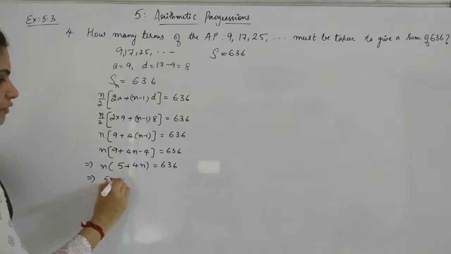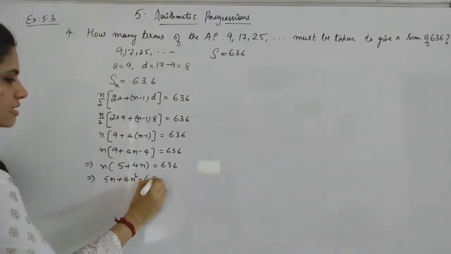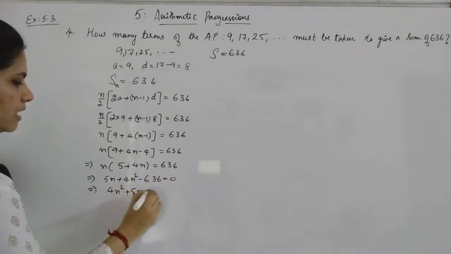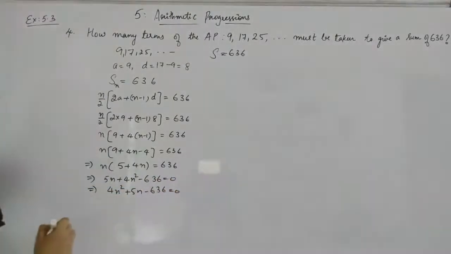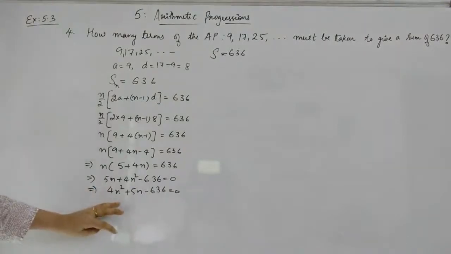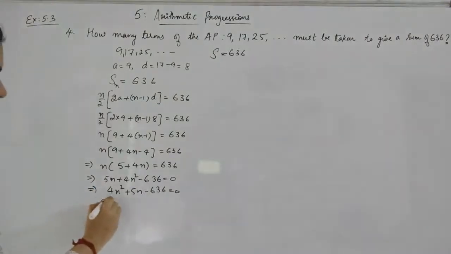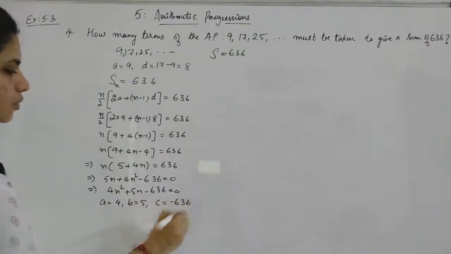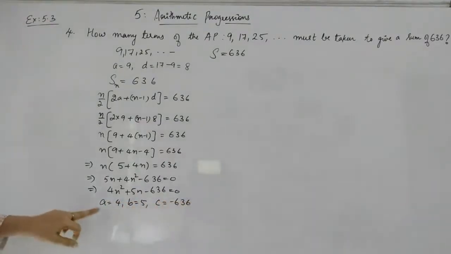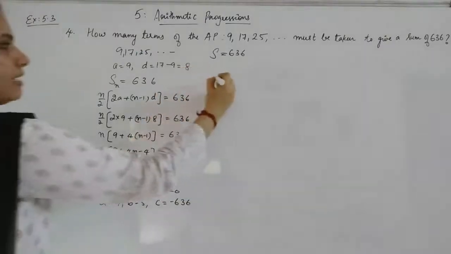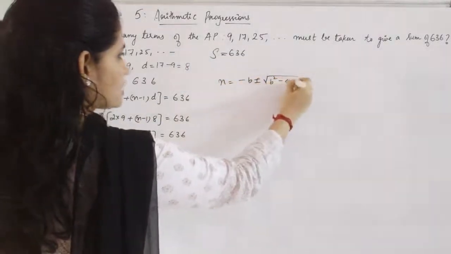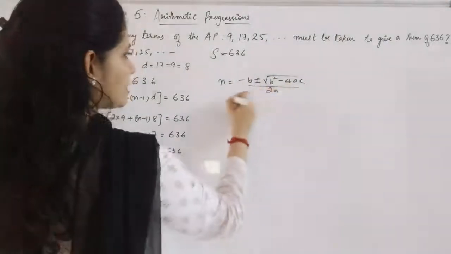Okay, so this will give you 4n square plus 5n minus 636 equal to 0. So now what we can do is take a is equal to 4, b is equal to 5, and c is equal to minus 636, and use the quadratic formula to solve for n. So n is equal to minus b plus or minus root of b square minus 4ac, by 2a. Replace the values.